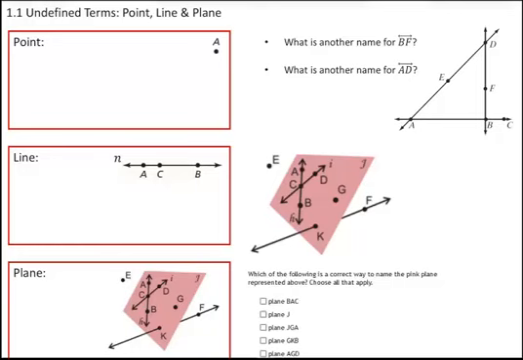So first, what we're going to talk about here are what are called the undefined terms of geometry. There's three of them. It's points, lines, and planes. So they are kind of progressively built on each other. So a point is the undefined term that has no dimension.